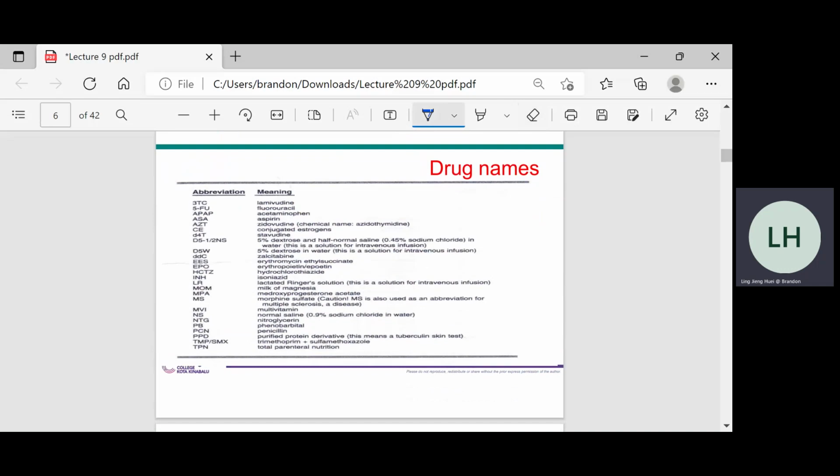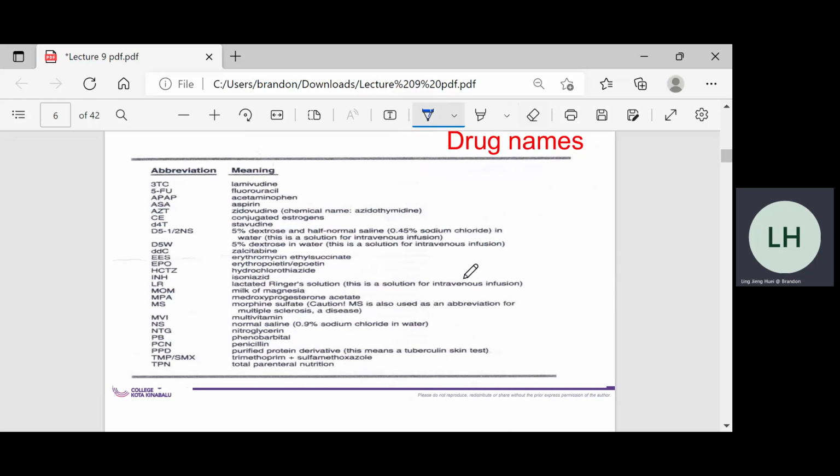So on top of that, this illustrates certain types of abbreviation that you might encounter next time when you are working in hospital lah. Okay, so contohnya kita ada 3TC, which stands for lamivudine, 5-fluorouracil, 5FU, APAP stands for acetaminophen, ataupun ini sebenarnya kita punya nama untuk paracetamol juga. ASA untuk aspirin. Mungkin saya akan highlight beberapa ubat yang kamu akan nampak lain kali ya.